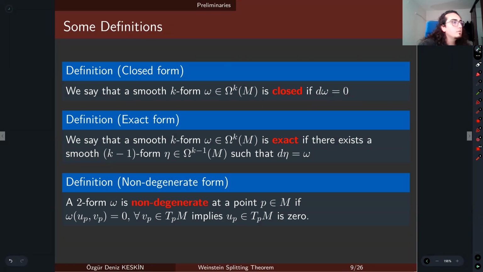And before symplectic manifolds, I need to give a little bit more definition. We say that a k-form omega is closed if its exterior derivative is zero. If a k-form omega is the exterior derivative of another (k minus 1)-form eta, we say that omega is exact. And a 2-form omega is non-degenerate at a point p if omega(u_p, v_p) is zero for all v_p chosen from T_pM implies u must be zero.